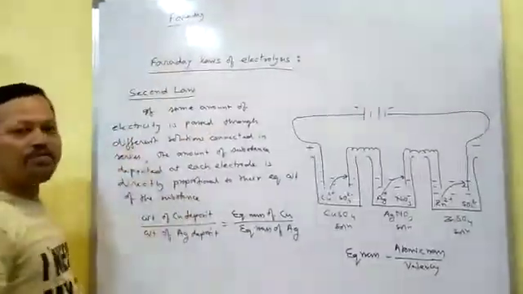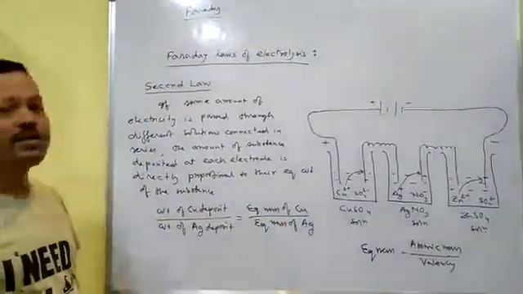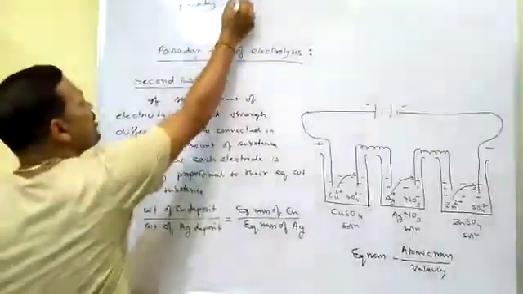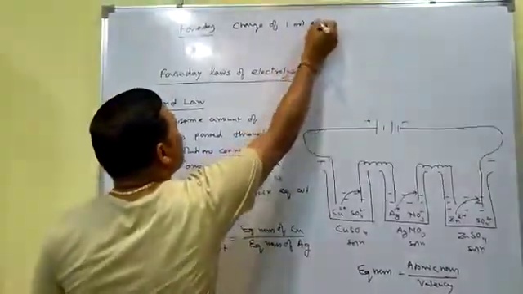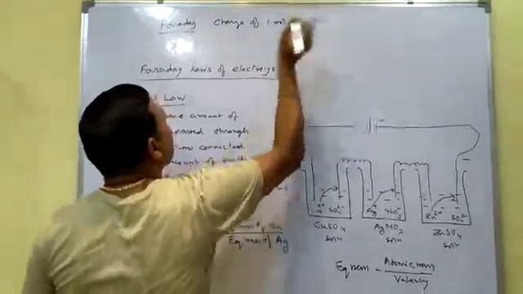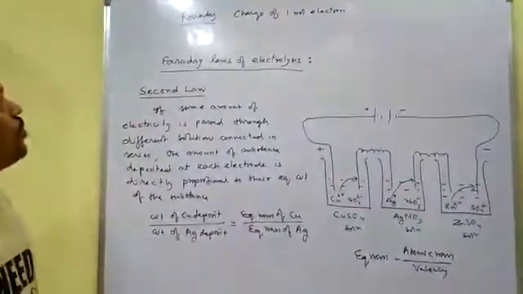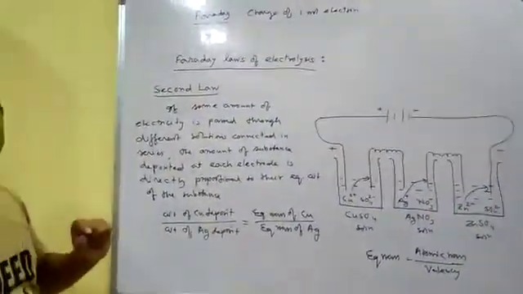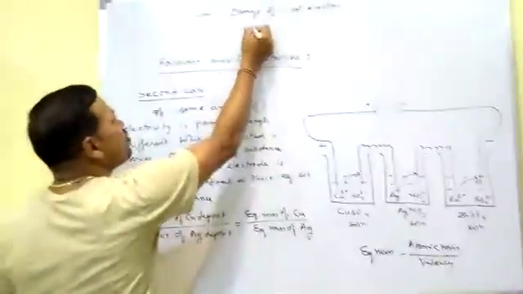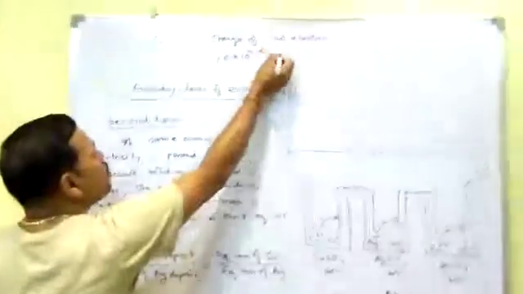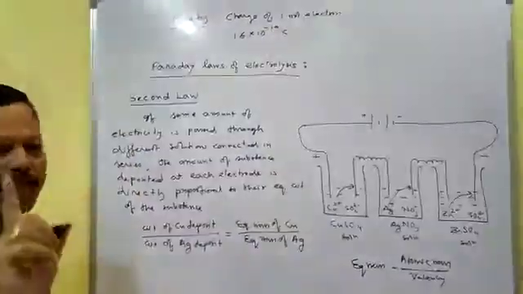Now Faraday, there is a value of Faraday. Actually, what is the value of Faraday? Faraday value means it is the charge of 1 mole of electrons. The charge of 1 mole of electrons is called Faraday. What is the charge of 1 mole of electrons? That value is called Faraday. I mean 1 Faraday. You know the charge of an electron. The charge of 1 electron is 1.6 into 10 to the power minus 19 coulomb.